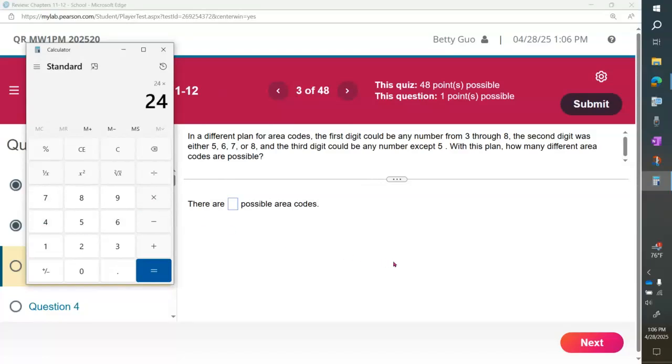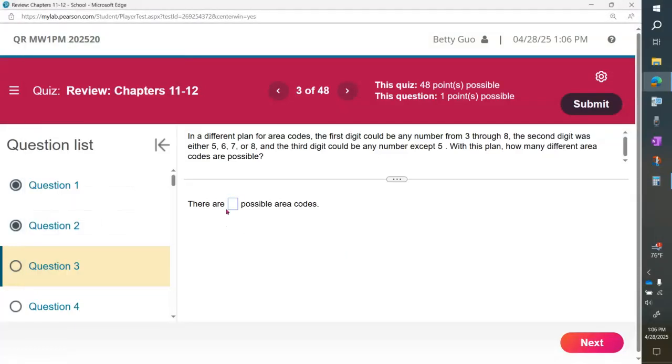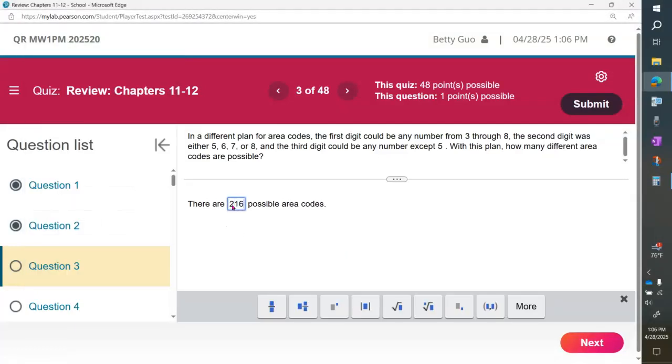And the third digit could be any number except 5. It could be 0 all the way to 9. That is 10. Except 5, remove 1, so that is 9. So times 9. 24 times 9 is 216. We have 216 different ways to create an area code, so we can say there are 216 possible area codes.